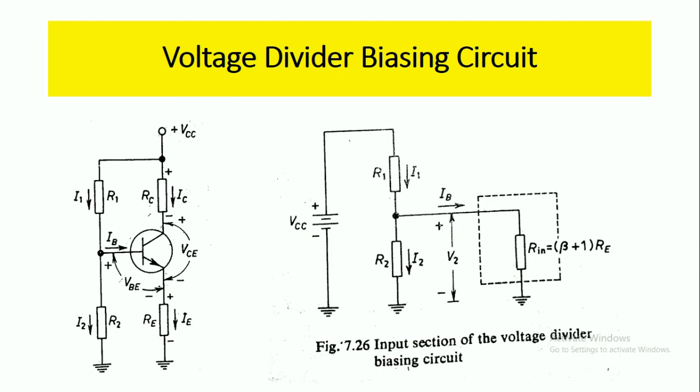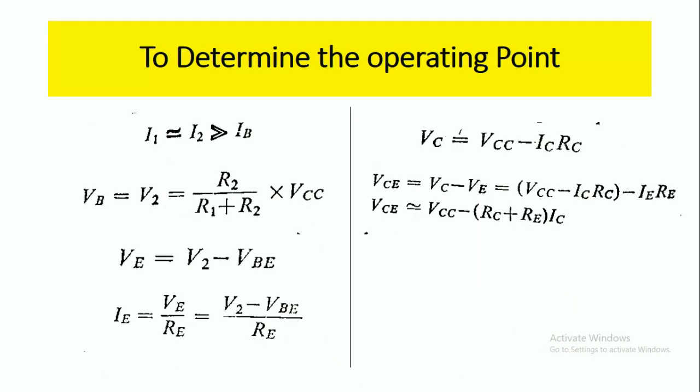Now we will go for this voltage divider biasing circuit with the approximate analysis. To determine the operating point, we first consider the input section of this circuit. Here this is the input section of the circuit. Here we make some basic assumptions. The base current IB is very small compared to the currents in the R1 and R2 resistances. That is, the currents I2 and I1 are much greater than the base current IB. This is the basic assumption we considered.